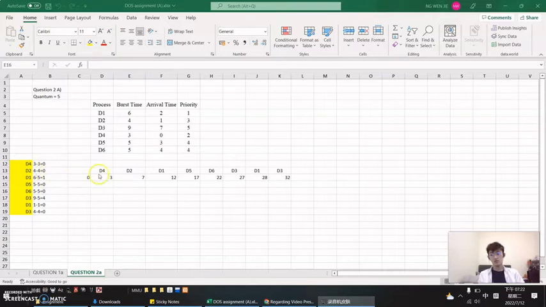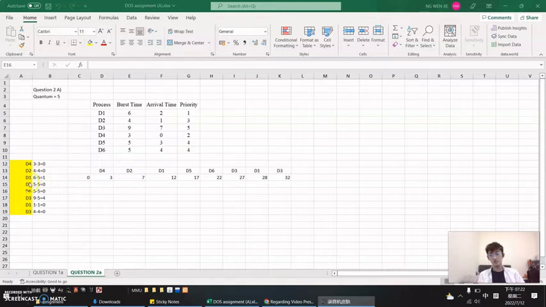And then next will be D2, because at the first second D2 had already arrived. But D2 also does not have enough burst time, so we just use 4 seconds, so it will be 7.